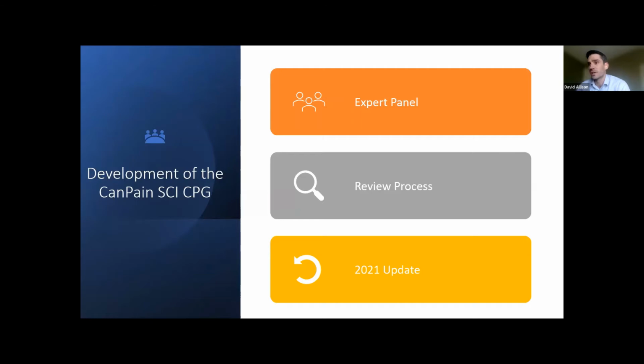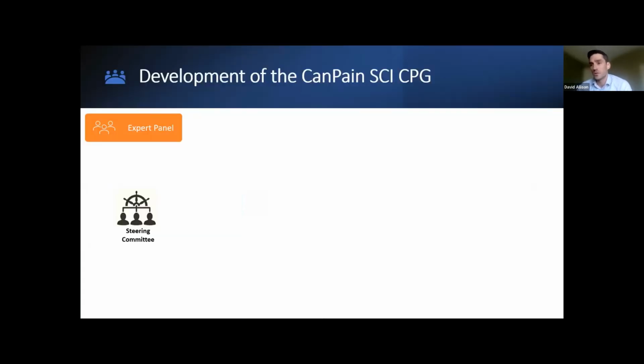To start off, a little about how these guidelines were developed, and the people involved in the review process, including the 2021 update. It began with the development of the steering committee. This is a smaller group of healthcare professionals and researchers. We're housed out of London, Ontario, Parkwood Institute, but we have members across Canada and the United States as well. The role of the steering committee was to guide the entire process of developing this guideline, and also to assemble the working group.